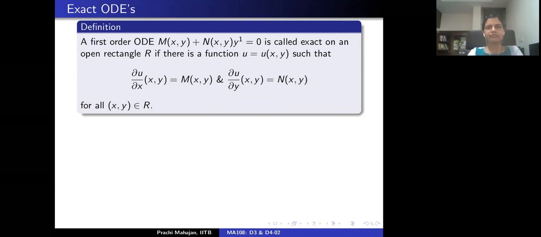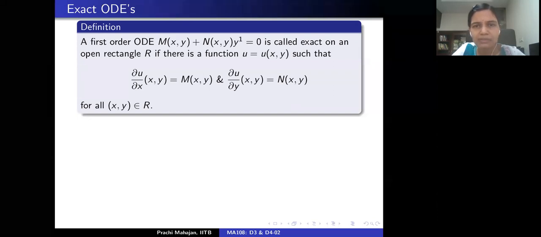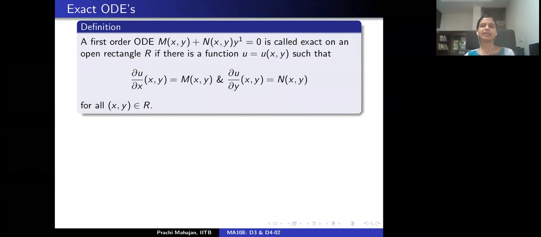A first order differential equation is said to be exact on an open rectangle R, provided there is a function u of two variables x and y, such that the partial of u with respect to x is precisely the function M, and the partial derivative of u with respect to the variable y is the function N, and this is true throughout the rectangle R.